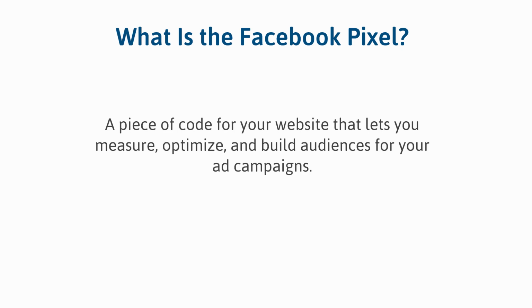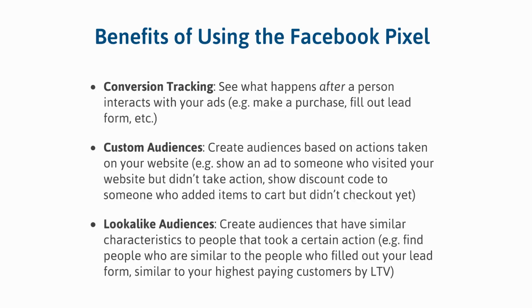And by doing this as well, one, we can run tests and we can see which ads are working better to get us the most conversions. We can also build custom audiences and lookalike audiences from the Facebook pixel. So some of the benefits of using the Facebook pixel, as I mentioned, conversion tracking. So this is what happens after a person interacts with your ads. They can make a purchase, fill out a lead form, whatever it happens to be, and we'll be able to track it all and see what they're actually doing and which ads and which campaigns and different things are bringing in the most of what we're looking to achieve.